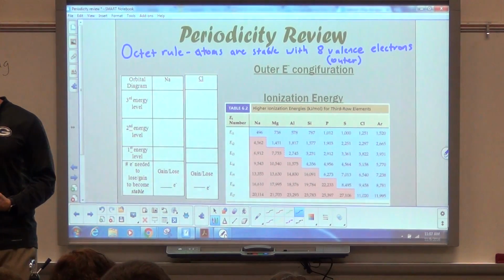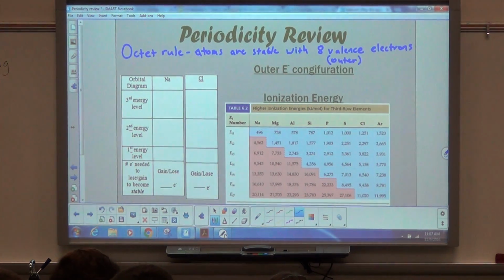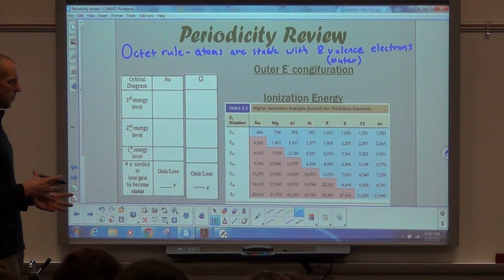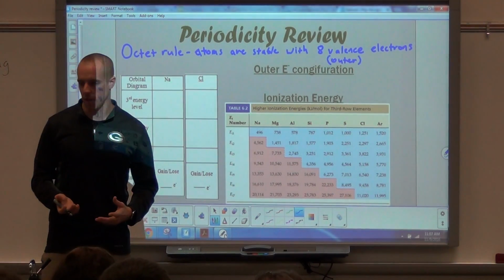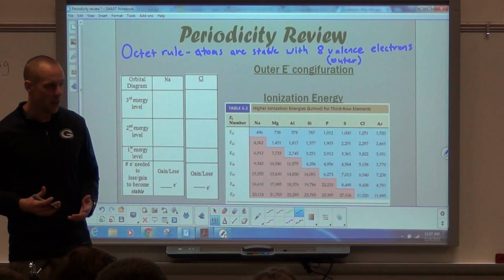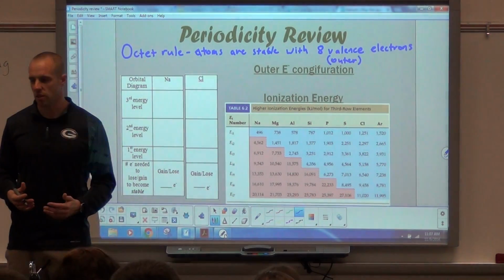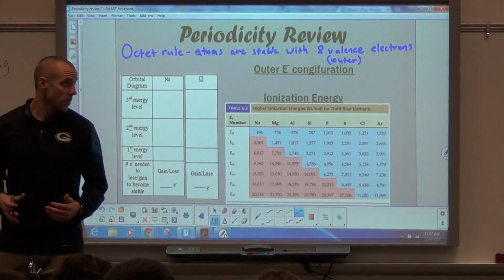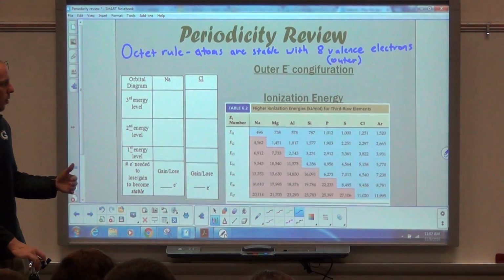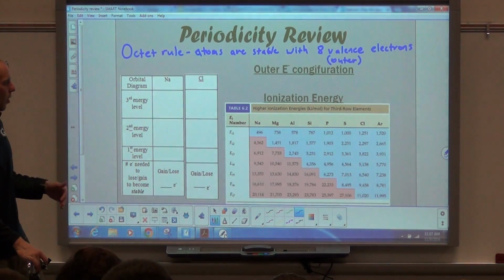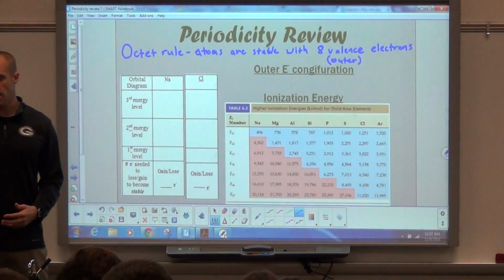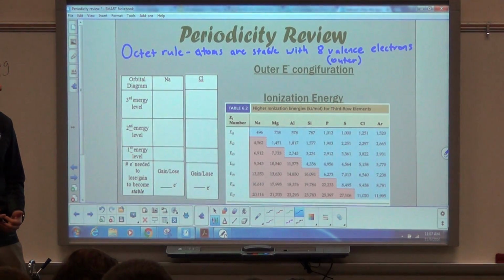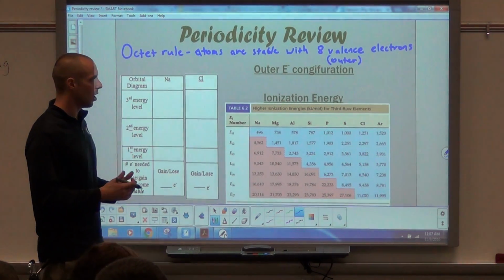So when we talk about why things react, we're always going to talk about it in terms of energy. Okay, so 8 electrons is the lowest energy that is going to exist. So things are going to either gain or lose electrons until they have that 8 valence outer electrons. So we're going to talk about whether it's more or less energy to gain or lose, and that's going to be different and depend on how many valence electrons different elements have.